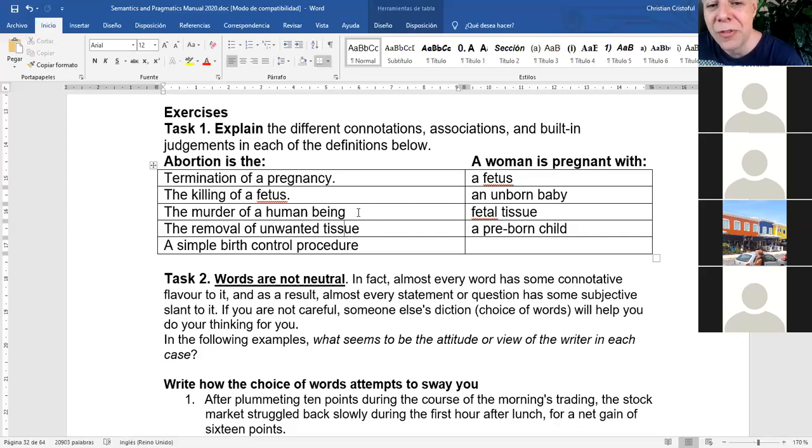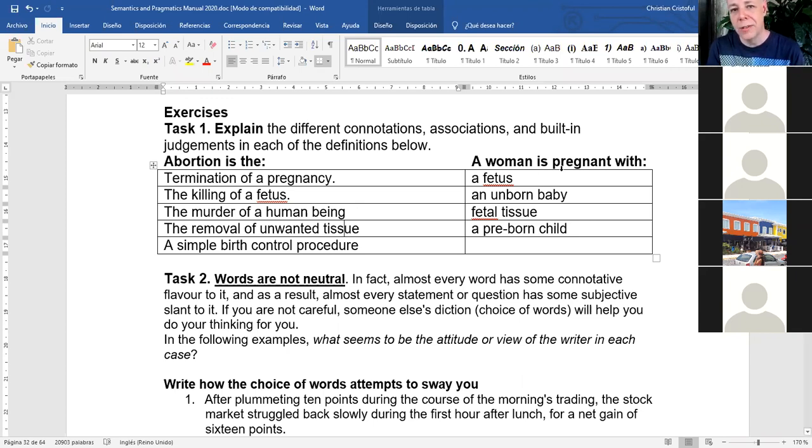And then a simple birth control procedure. It sounds more neutral to me. Probably a doctor said that. Still, I don't agree with that. But anyway, it has nothing to do with you agreeing or disagreeing. It's the feelings that you get from the synonyms.